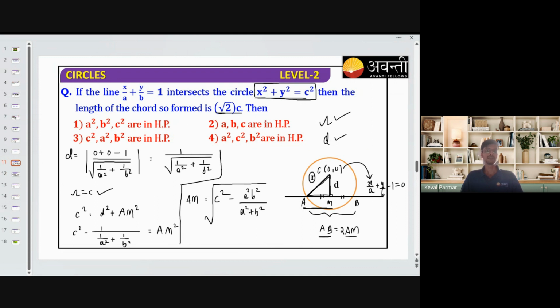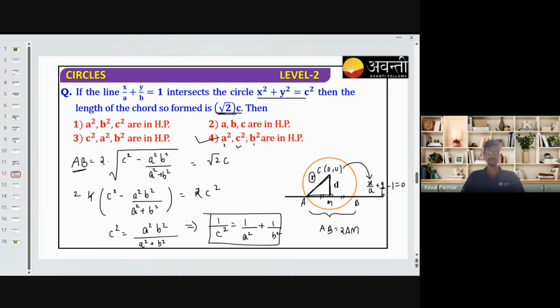And D is the perpendicular distance of the point 0, comma 0 from the line. So we use the perpendicular distance formula. We got the value of D. We used the Pythagoras theorem here. We got the value of AM. Then we got the value of AB, and it was given that the value of AB is root 2 C. Then we just simplified. Correct? All good?